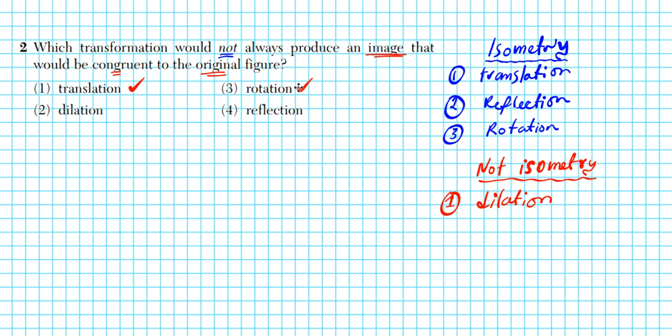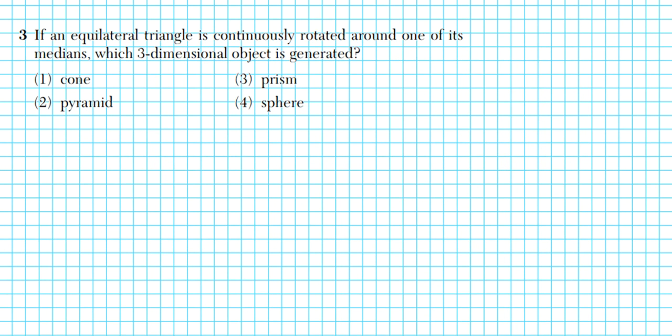Rotation is an isometry. Reflection is, dilation is not. Whenever you have a dilation factor that's not 1, you have an alteration in the size between the image and the original figure. So the answer for question number 2 is option 2. Alright, let's take a look at question 3.